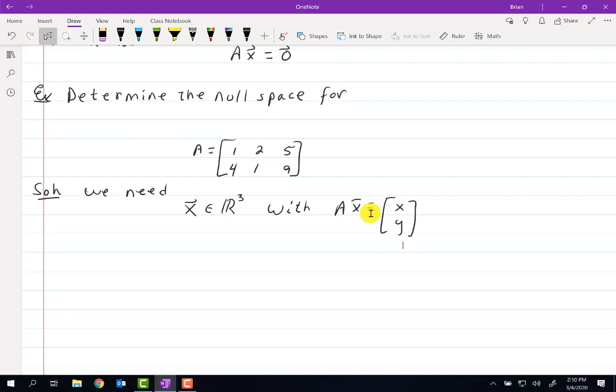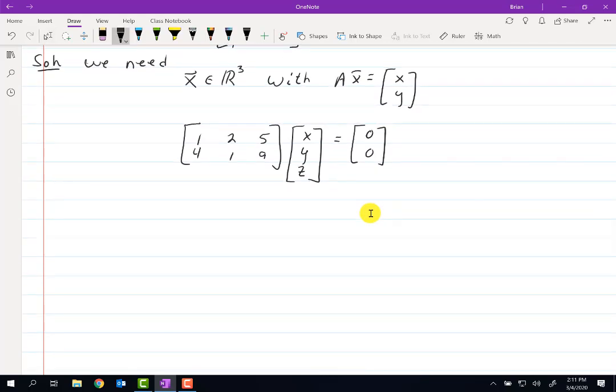If I put the numbers in and change the vector x to x, y, z, that has to equal 0, 0. So let me augment it. I have 1, 2, 5, 4, 1, 9, then 0, 0. So let me go ahead and row reduce this thing until I get as close to row reduced echelon form as I can.